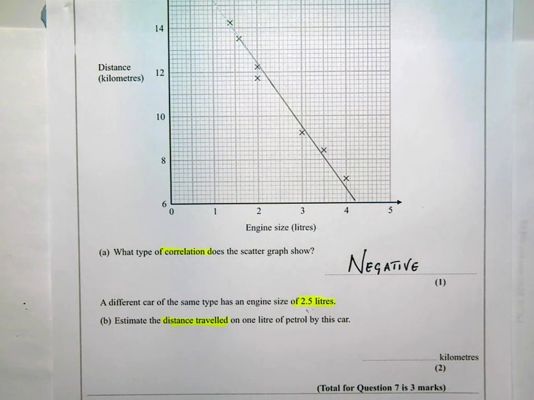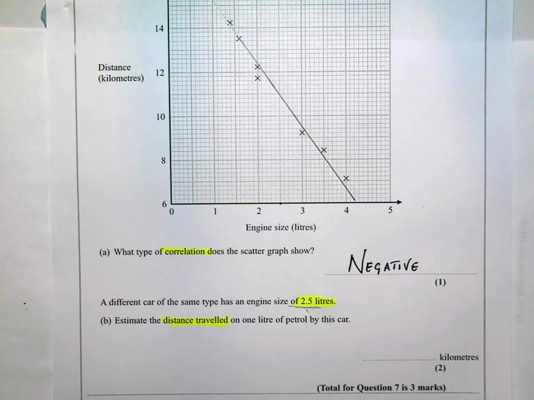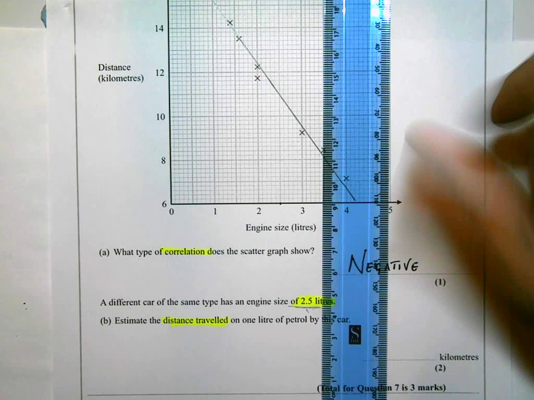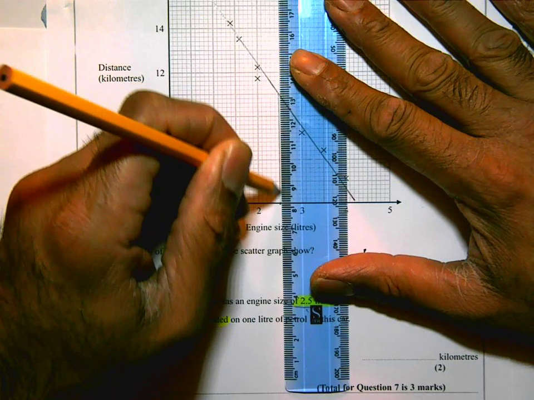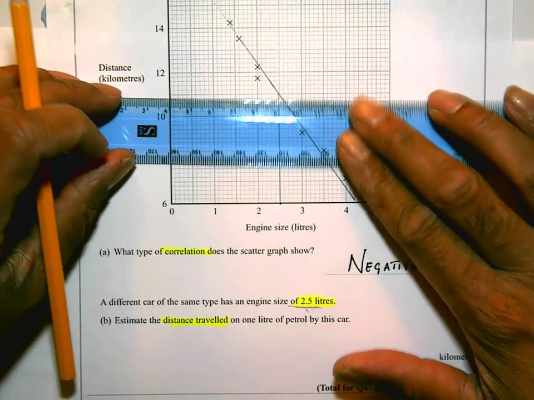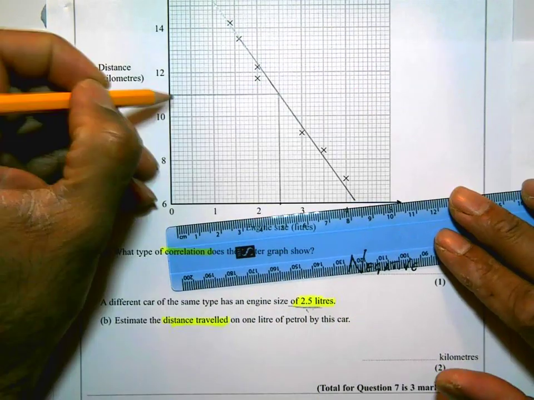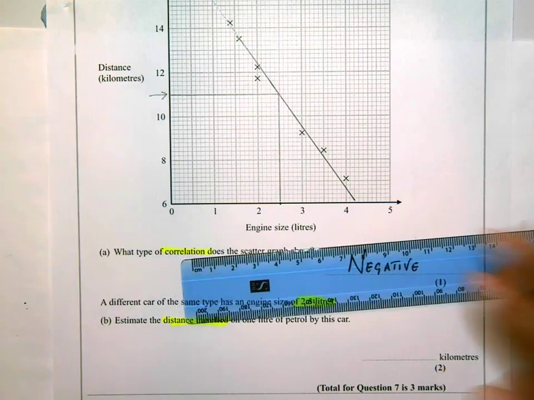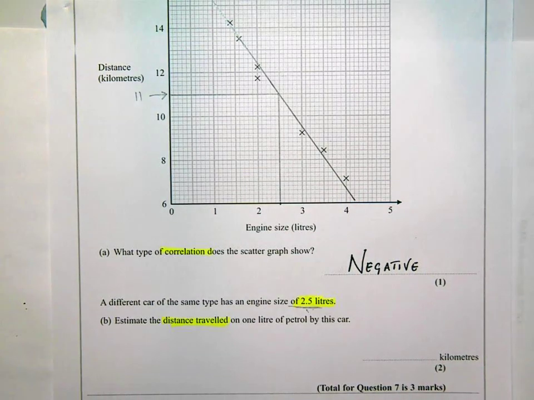Now, there's my line of best fit, and I'm actually going to use this to answer the next part of the question. The question says, if a car has engine size 2.5 liters, now 2.5 is about there, well, it's actually exactly there, it's between 2 and 3. I'm going to draw a line up to my line of best fit, and then across there. That there is 11 kilometers, and I'm going to put that in my answer space.